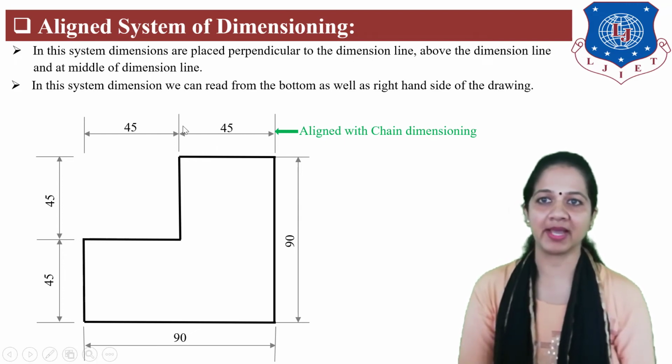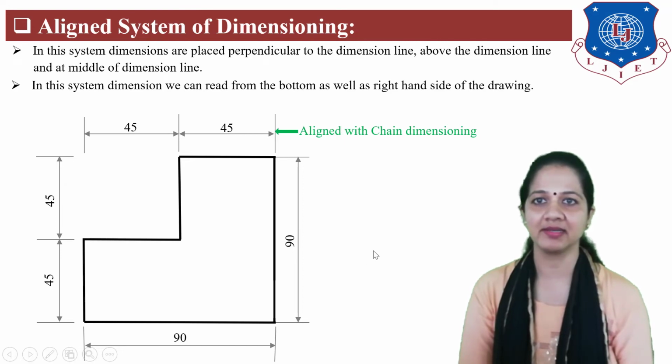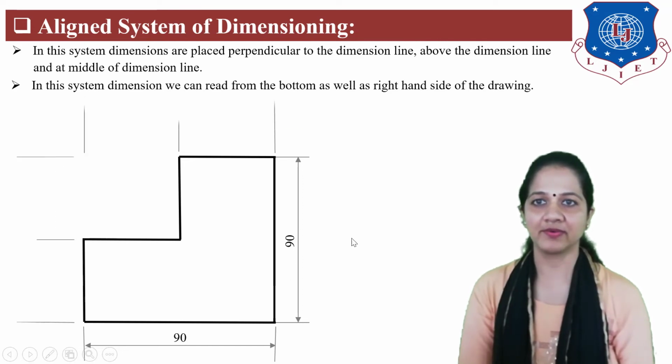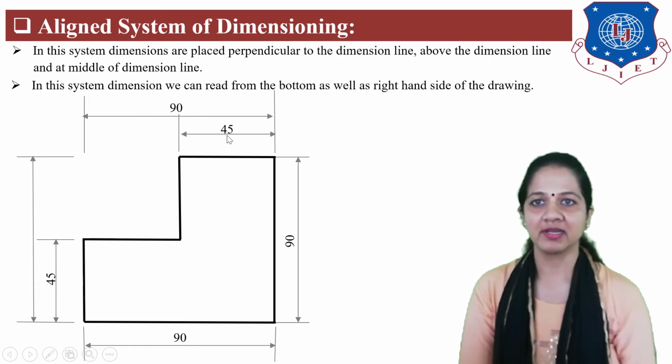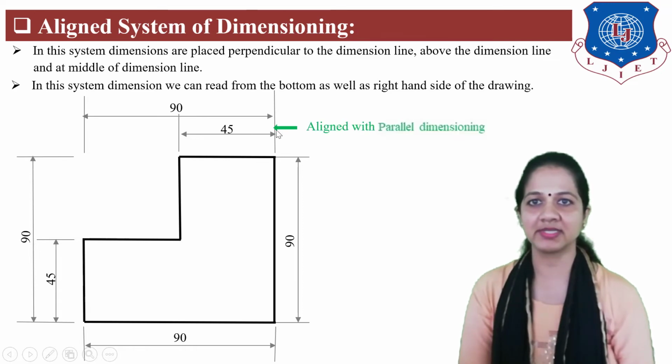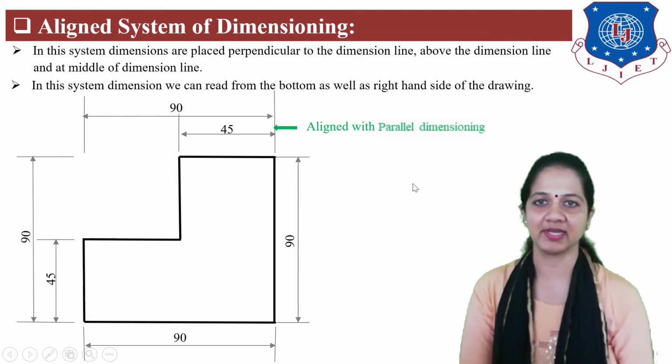If you want to apply parallel dimensioning for these steps, then first you need to draw the extension line, then arrange the dimension lines parallel to each other, then write the dimension perpendicular to the dimension line, above the dimension line and at the middle of the dimension line. So this is aligned with parallel dimensioning.